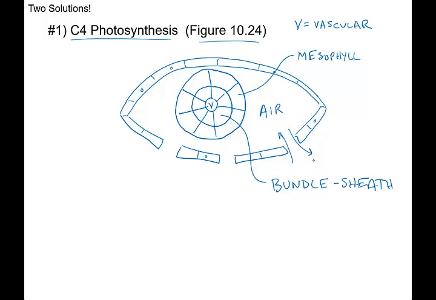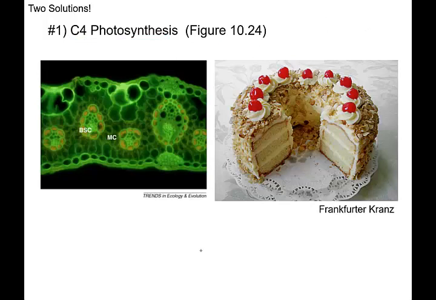Now, this special kind of anatomy that we see here in these C4 plants is called Kranz anatomy. Those 2 concentric layers of cells. I always assumed that was named after a person until I looked into it a little bit more and found out that it was actually named after this sort of ring-shaped cake called a Kranz. This is a Frankfurter Kranz that you can get if you go to a bakery in Germany. But it's got this sort of ring here.